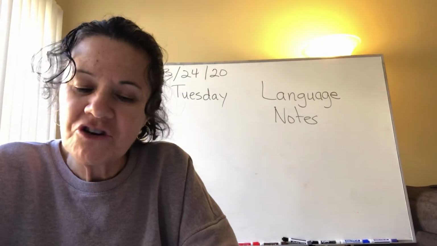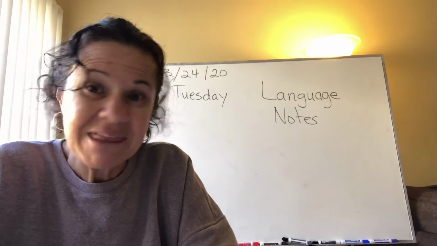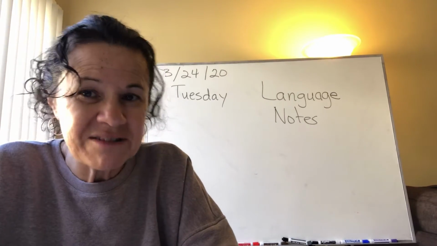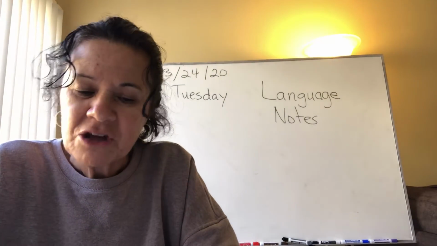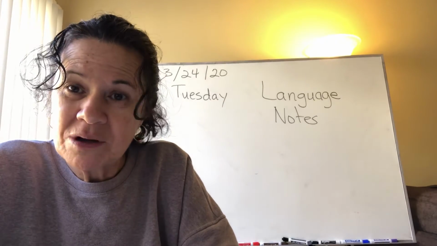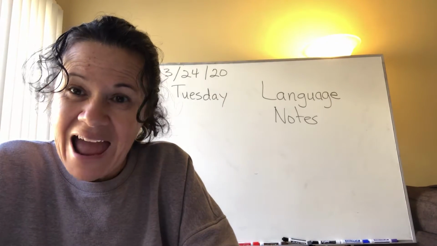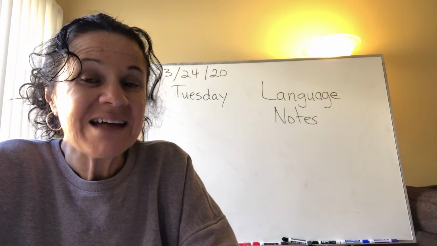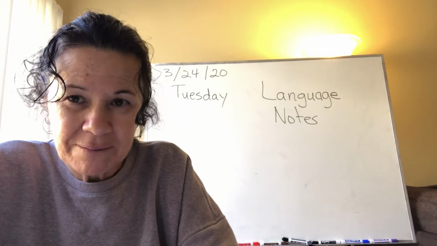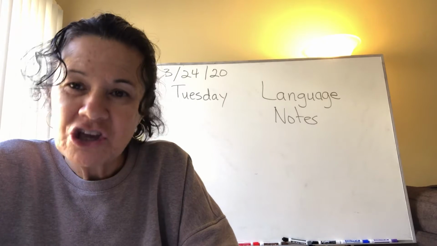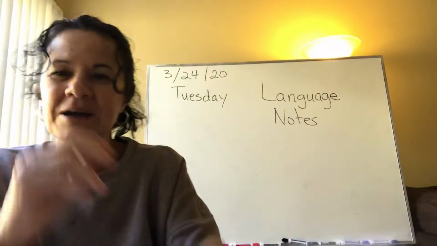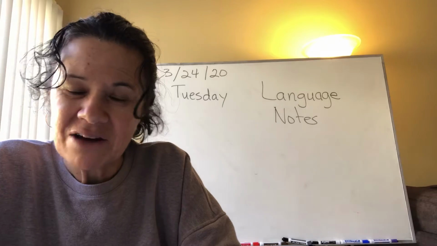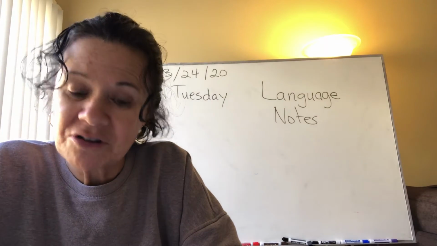Number 4, turn in your assignments, comma, please. Now, this is an understood you because there's no subject. It's an imperative sentence. We've been talking about that. So you should have the word you capitalized and in parentheses, and your subject is an understood you, and your verb is turn. So you should have a you in parentheses. I'm going to show you mine. You see that? And turn is your verb, all right? And understood you.